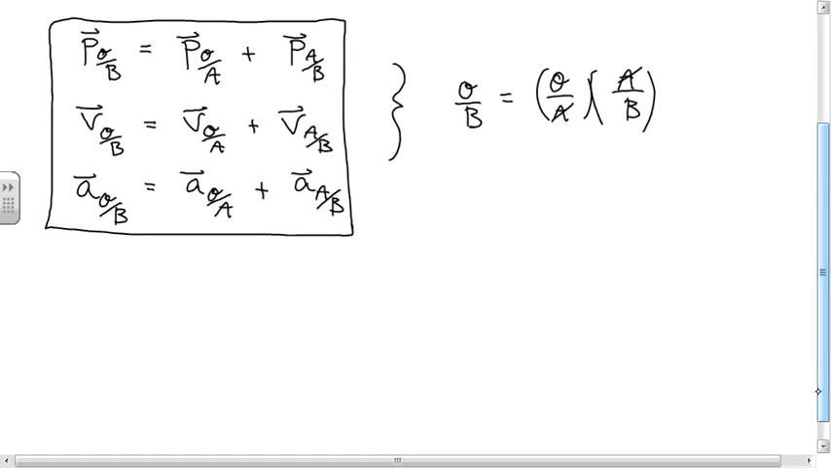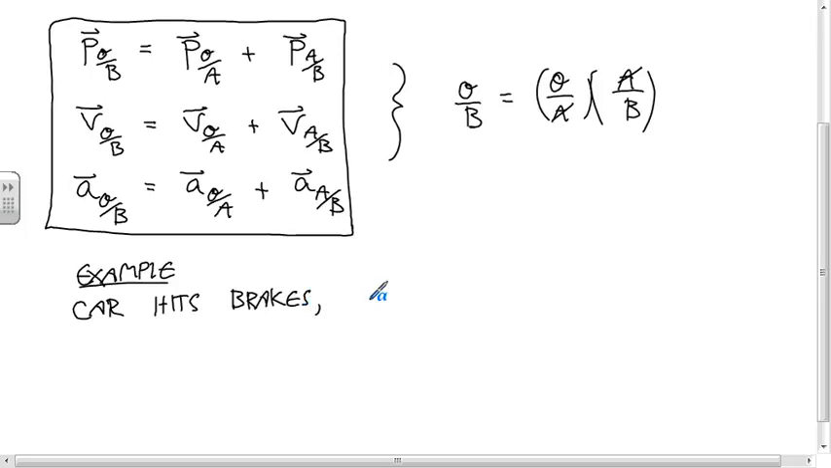All right, so let me do a couple examples. I'm going to do one where there's no circular motion, and then I'm going to do one where there's circular motion. So for the first one, let's say a car slams on its brakes, and the car's acceleration is negative 8 meters per second squared, 0.